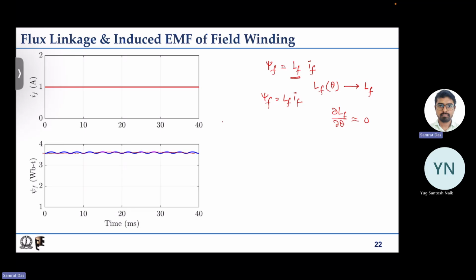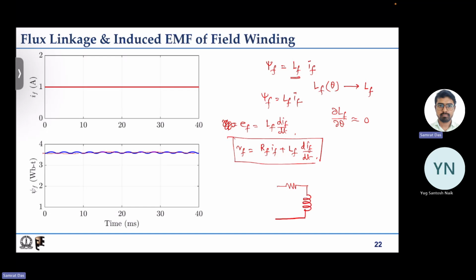You can assume it or approximate it to be 0. So the only induced EMF of this coil, say EF, will be only LF into dIF dt. And if you include the resistive drop also, then if total voltage applied is Vf, then it will be Rf into If plus Lf into dIf dt. So this is the equation of the field winding. This equation tells you that it is nothing but a series combination of some resistance and some inductance.